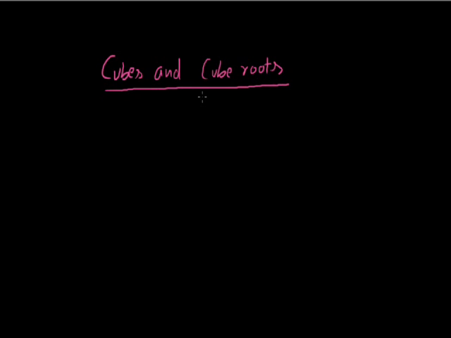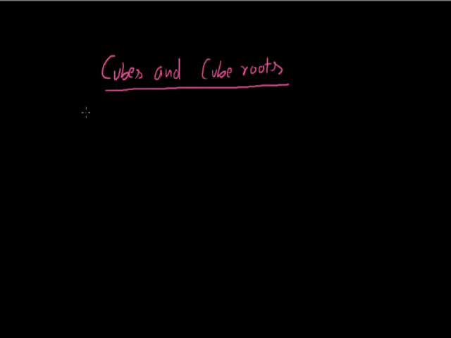Today we start the new chapter, that is cubes and cube root. So first of all, we will see what do you mean by cube? Cube of a number x is obtained when the number is multiplied by itself 3 times.